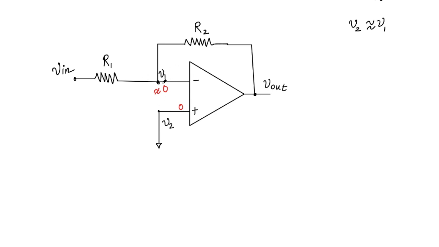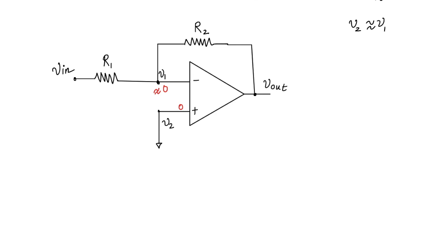This is like a ground, but it's not a ground because there is no current flowing inside the op-amp, since it has a very high impedance. So this concept is called the virtual ground. So this is acting like a ground.